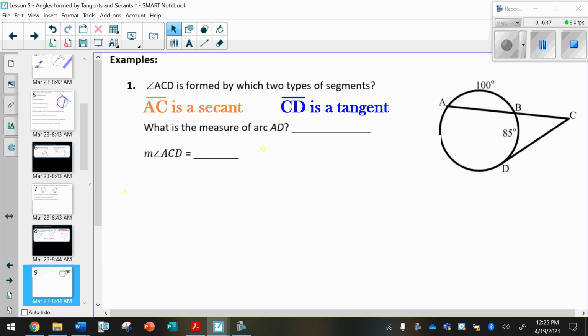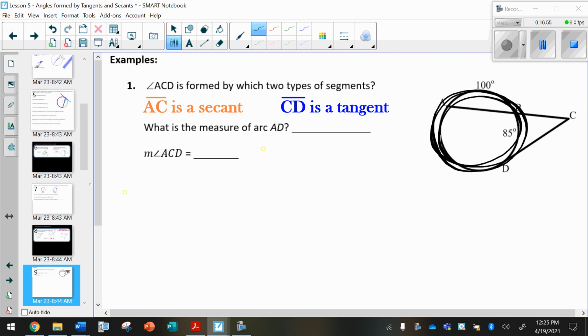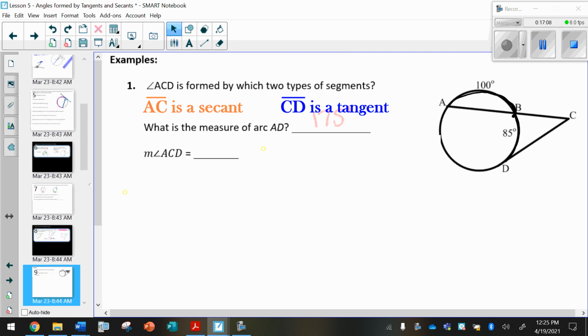Well, if you look at the numbers that you're given in your diagram, we know that a full 360 around the whole circle is 360 degrees. So if AB is 100 and BD is 85, you should be able to calculate AD.